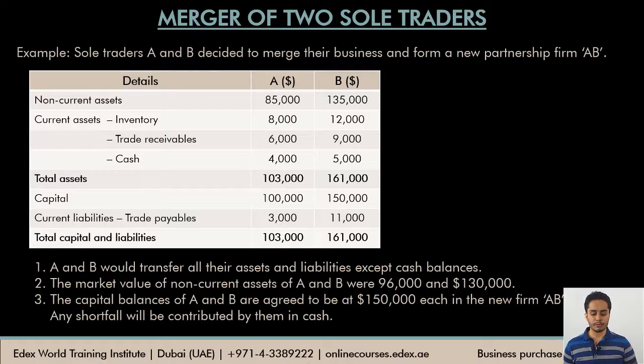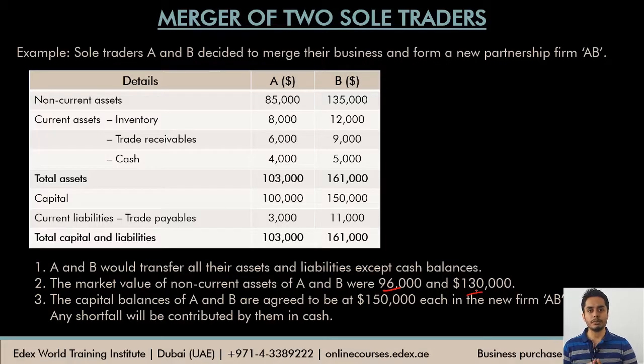The market value of non-current assets are given, for A 96,000 and for B 130,000. Remember, to calculate our net assets acquired, we would take these market values of non-current assets and not the book values of 85,000 and 135,000. For all other assets and liabilities, since market values are not given, we will take their book values. And the capital balances of A and B in the new firm have to be 150,000 each. Any shortfall will have to be contributed by them in cash.